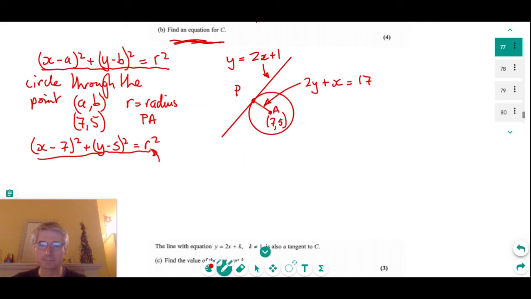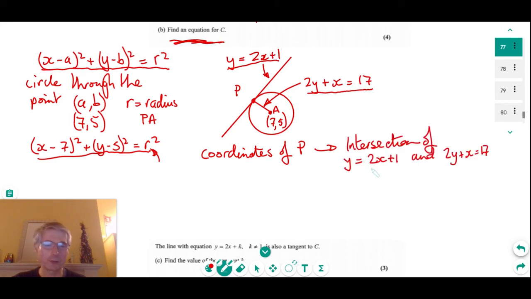To do that, we're going to need to find the coordinates of point P. So the next step is to find the coordinates of P. That's the point where the line y equals 2x plus 1 and the line 2y plus x equals 17 intersect.